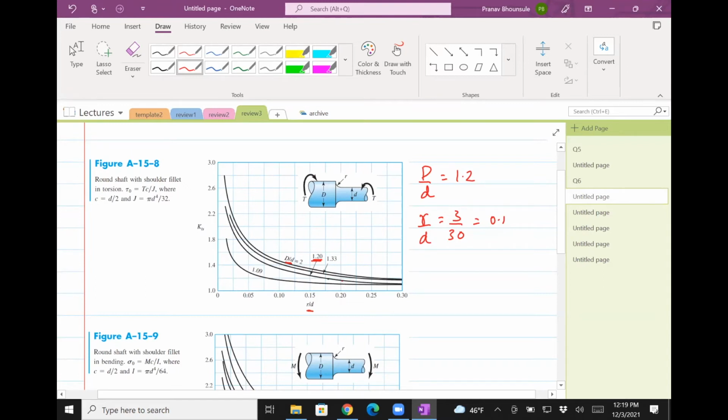So D divided by d is 1.2, so we are looking at this line. Remember that the question has those measurements in millimeters, but does that really matter? It's a ratio of two units in millimeters, so whether you have millimeters or not, it's just going to be dimensionless. And then r divided by d is 0.1. So this is the one.